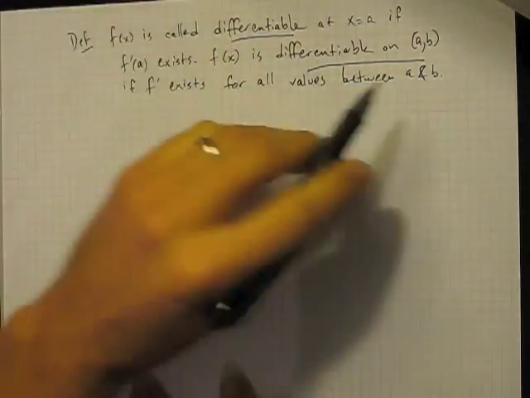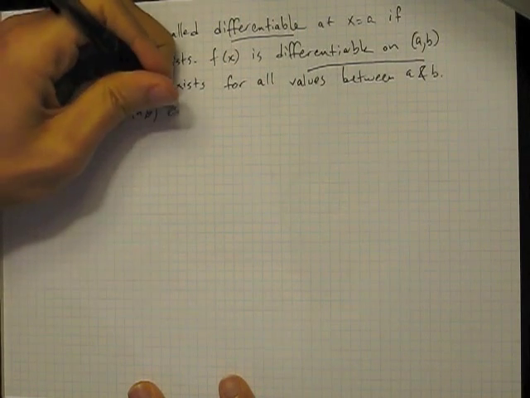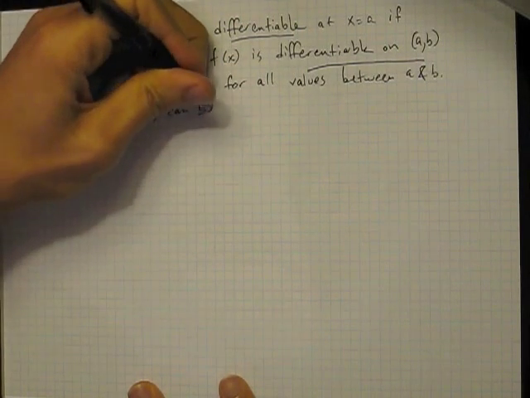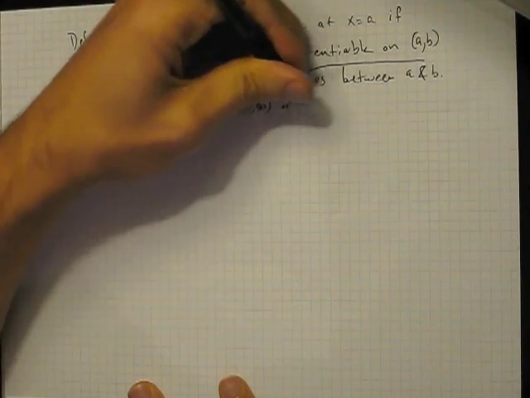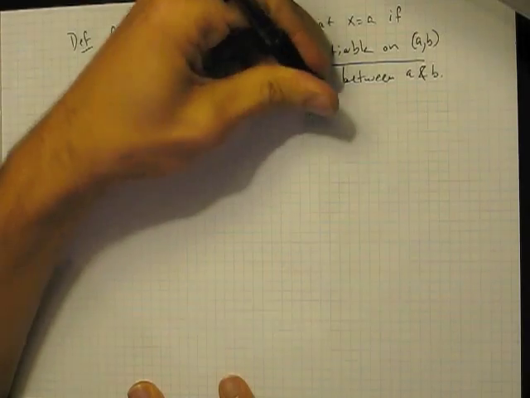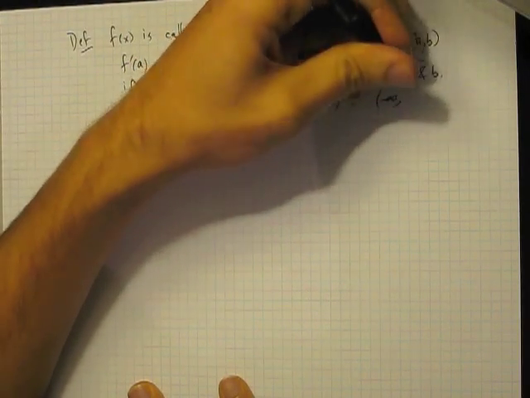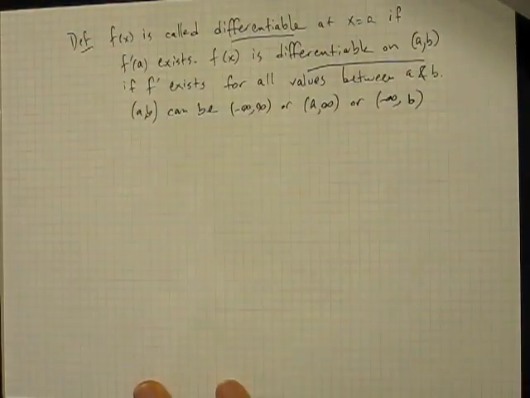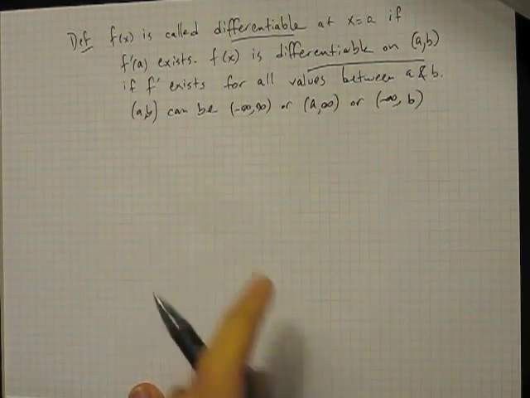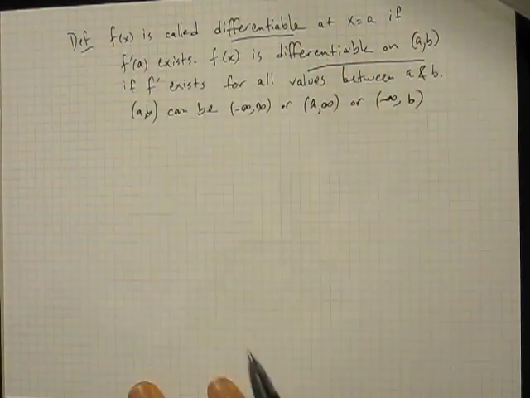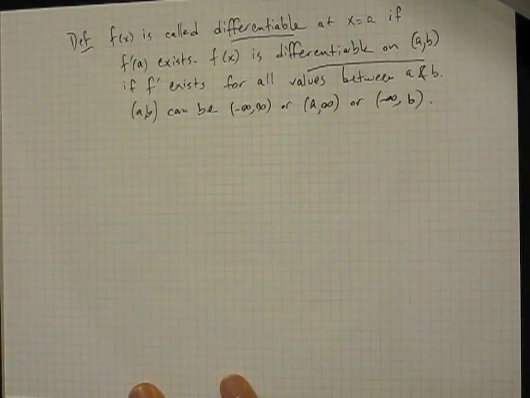Okay. And this interval a, b can be infinite. It can be the interval from minus infinity to infinity, or the interval from a to infinity, or the interval from minus infinity to b. Any of these. So a and b don't have to be finite in order for us to talk about a function being differentiable on the interval from a to b.